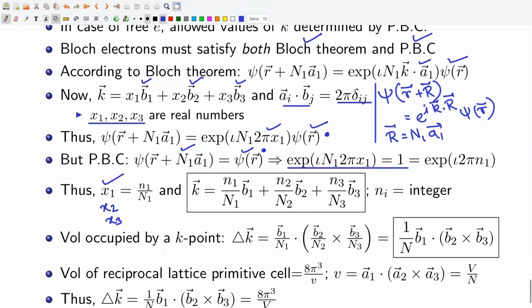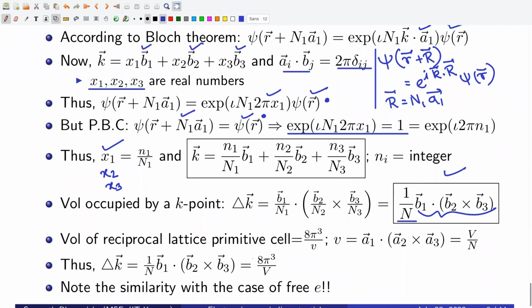From this equation, we can also find the volume occupied by a k point, and that is given by this. This is nothing but the volume of the primitive cell of the reciprocal lattice divided by the number of unit cells. And if you calculate, this number turns out to be 8 pi cubed divided by V, which is the same as what we found for the free electrons. However, keep in mind that in case of free electrons, we did not talk about reciprocal lattice.